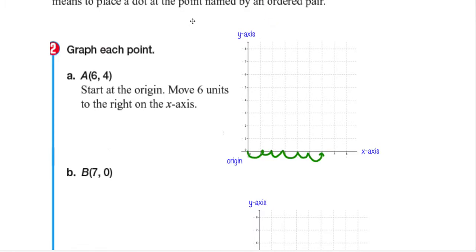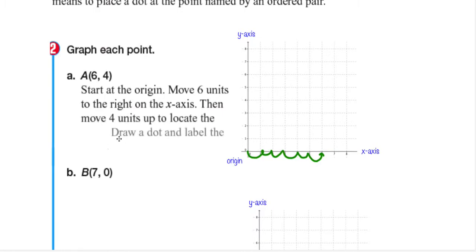Then the next step, after moving 6 units to the right of the x-axis, is to move up 4 units to locate the point. Draw and label the dot A. So from there, we move 4 units up: 1, 2, 3, 4. 4 units up.